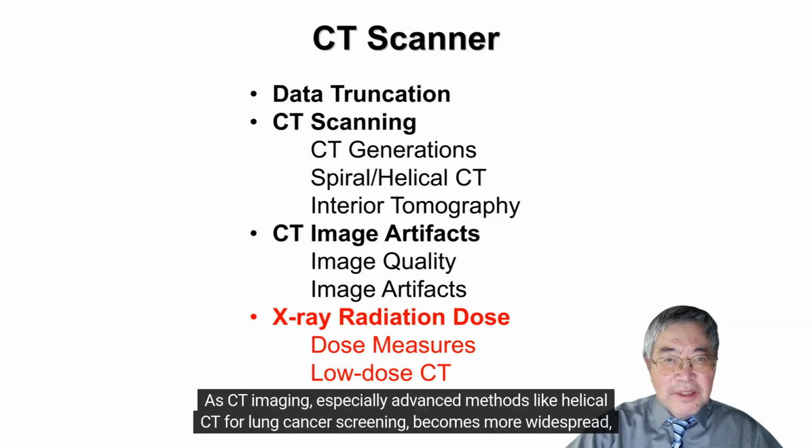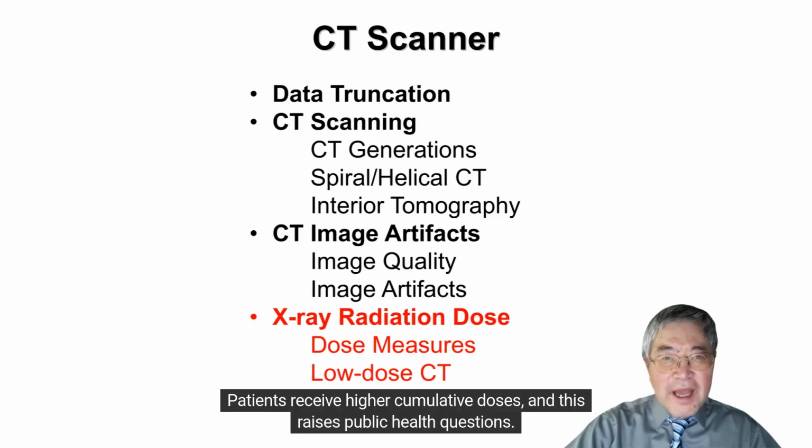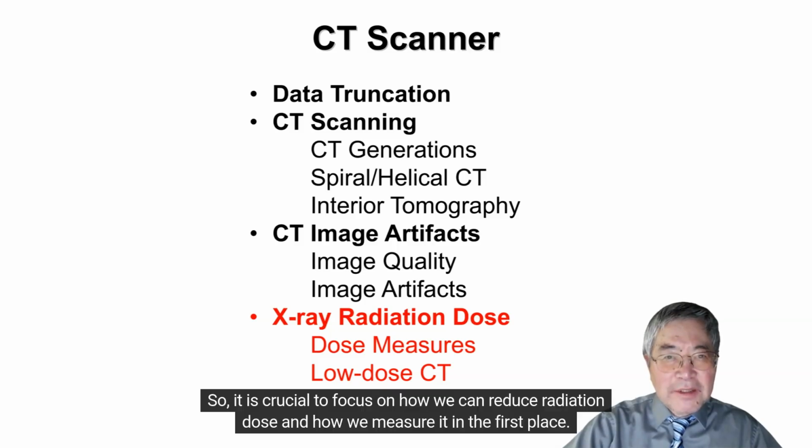As CT imaging, especially advanced methods like helical CT for lung cancer screening, becomes more widespread, concerns about radiation dose increase. Patients receive higher cumulative doses, and this raises public health questions. So it is crucial to focus on how we can reduce radiation dose and how we measure it in the first place.